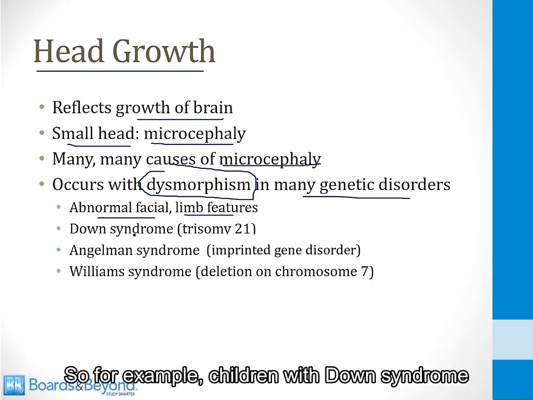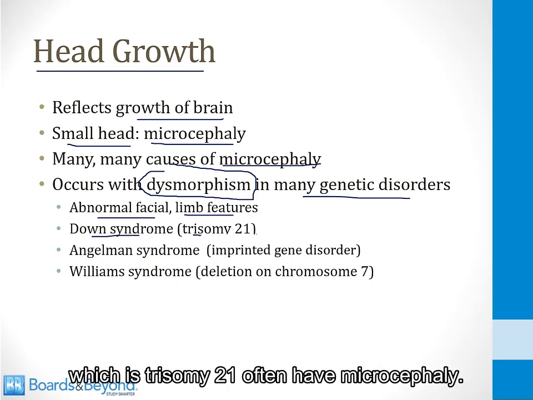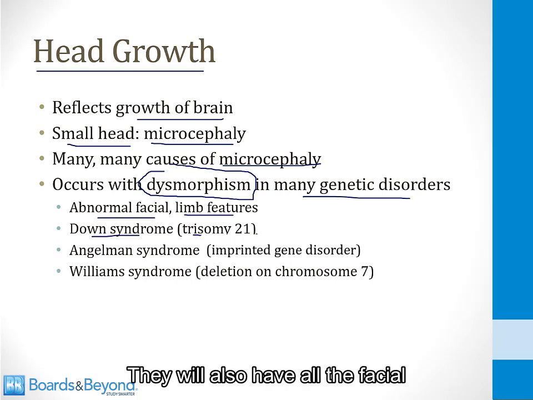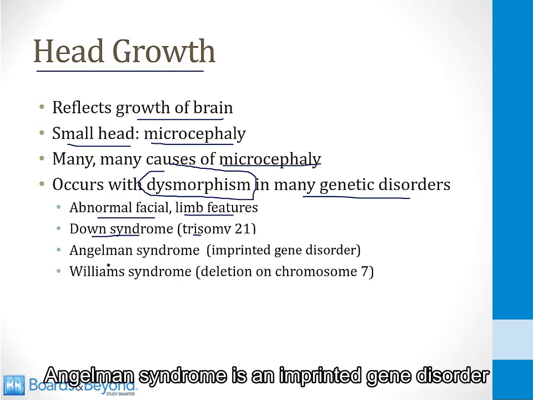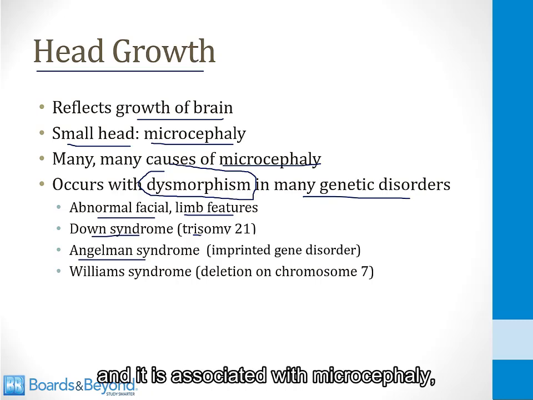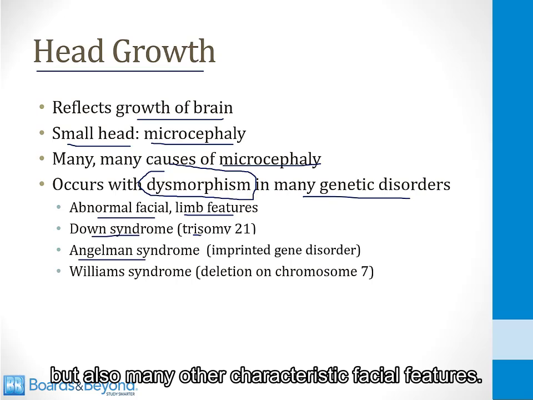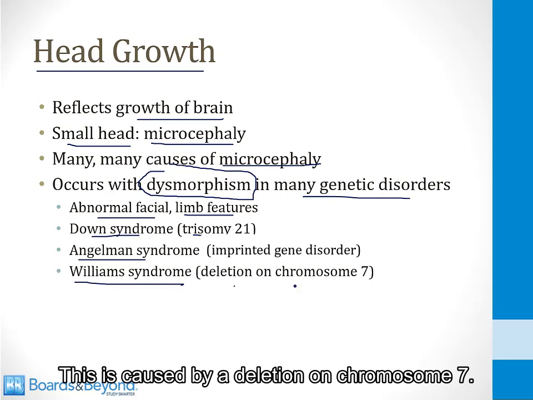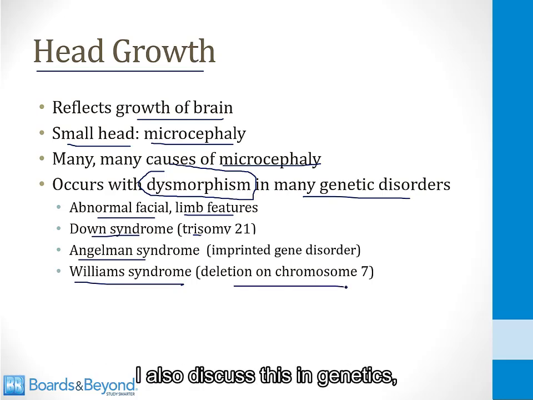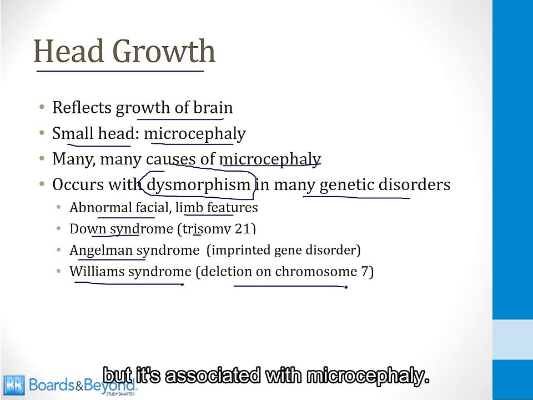So for example, children with Down syndrome, which is trisomy 21, often have microcephaly. They will also have all the facial and other features of Down syndrome. Angelman syndrome is an imprinted gene disorder that I talk about in genetics videos, and it is associated with microcephaly, but also many other characteristic facial features. Same is true of Williams syndrome. This is caused by a deletion on chromosome 7. I also discussed this in genetics, but it's associated with microcephaly.